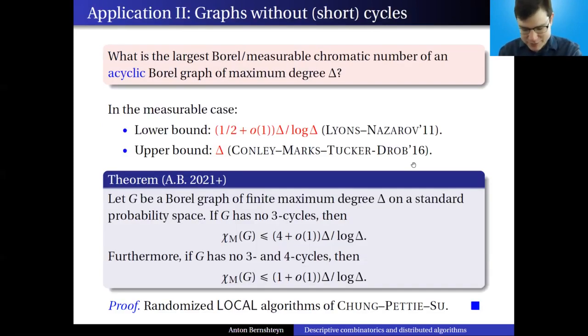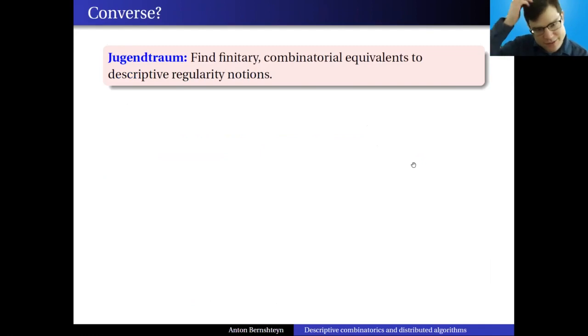Okay. The point is that there are many such examples. But I would like to spend the remaining few minutes talking a little bit about whether or not you can get a converse of this theorem. What happens if you try to go the other direction?